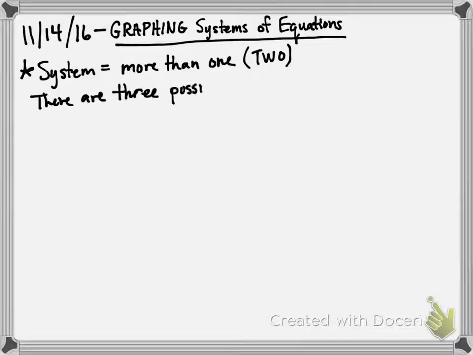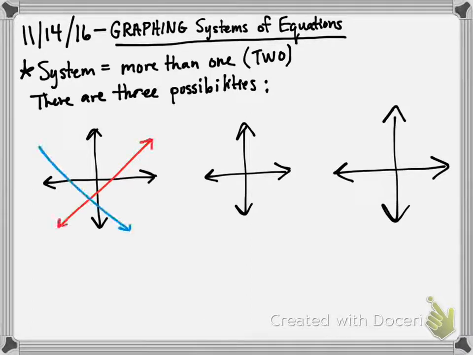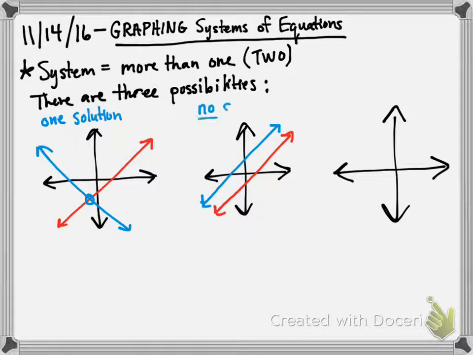There are 3 possibilities when you have 2 equations on a graph on the coordinate plane. So let's talk about those 3. You can have 2 lines that have different slopes and different intercepts, or same intercepts but different slopes, and they will cross once. So the solution is one solution. Another situation is where you have 2 lines on a coordinate plane that have the same slope, different y-intercepts, so they're called parallel. They will never cross, so there's no solution.